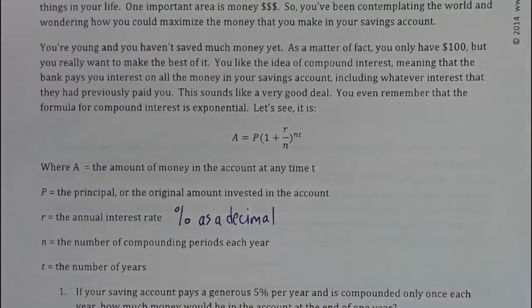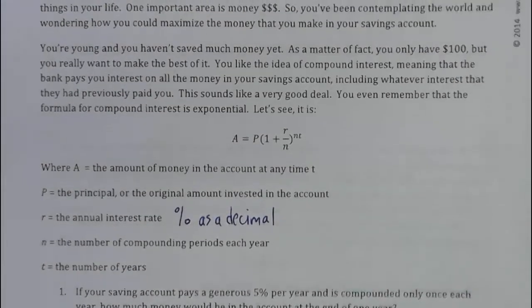N is the number of compounding periods each year. In other words, how many times you're getting interest payments added to your account. So how many times they're giving you a percent of your money back, added on to your money. If it was just one, then you'd be getting interest once a year. If it was monthly, you'd be getting it 12 times a year. And that's how that works.